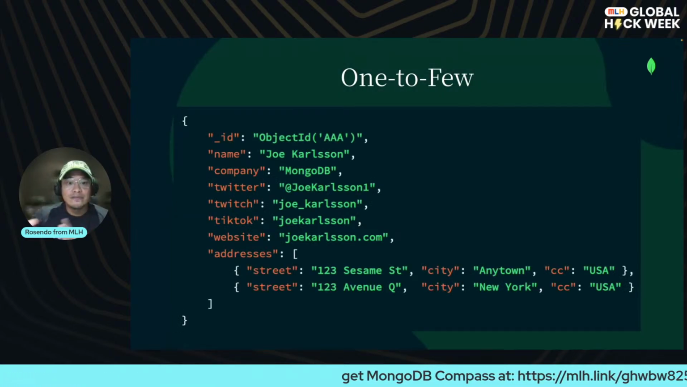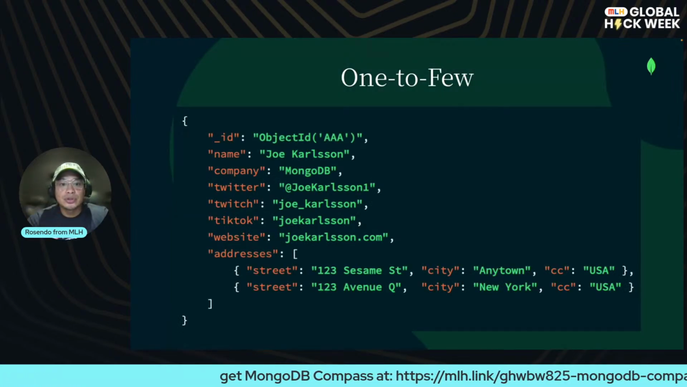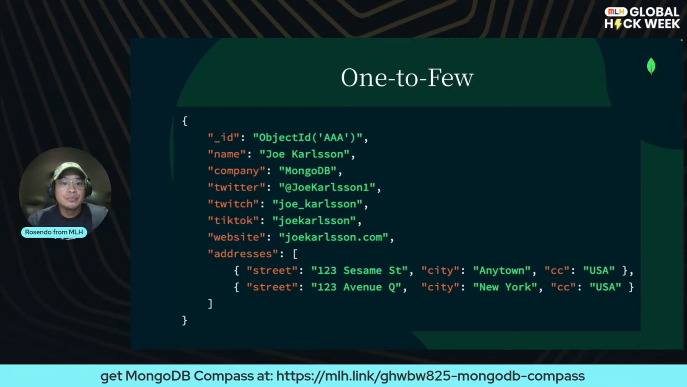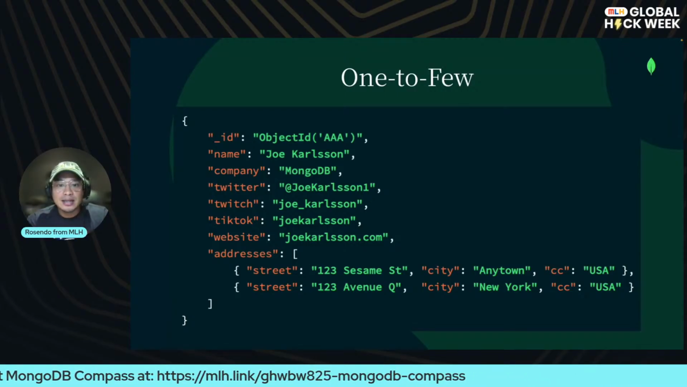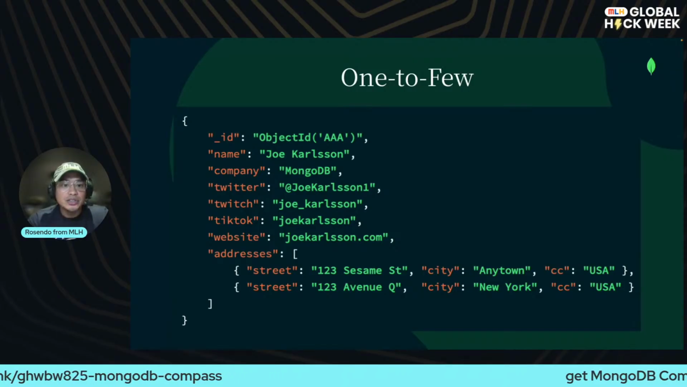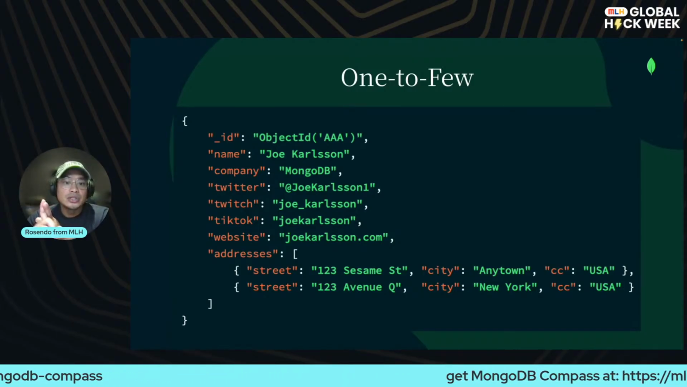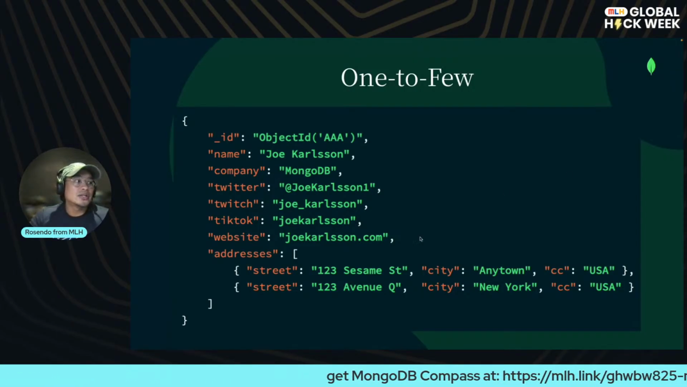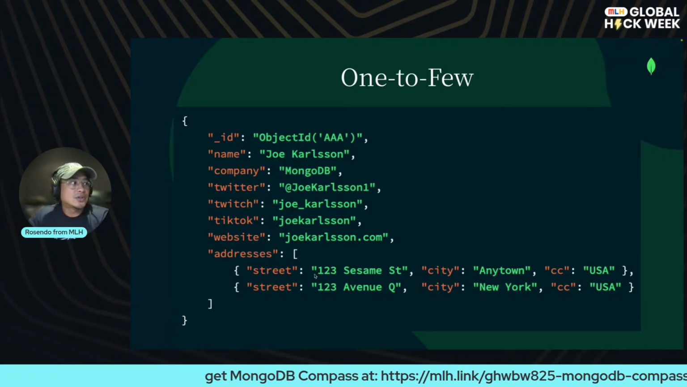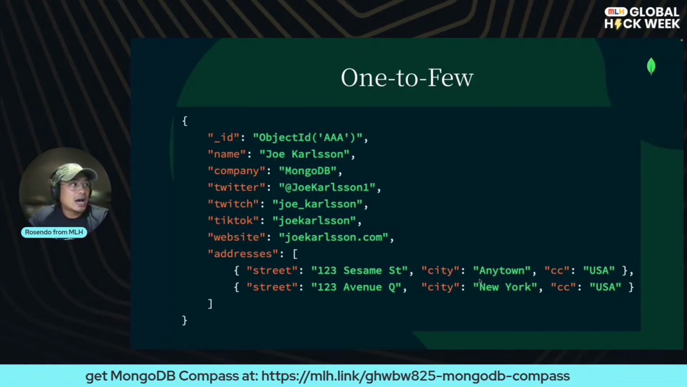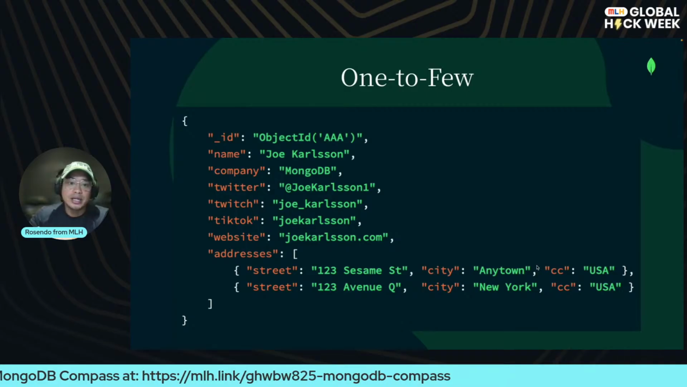The next is one to few. So let's say for each user, we need to store several addresses. Even if someone moves a ton, it's unlikely that they would have more than a couple of addresses, right? So these relationships are categorized as one to few. For one to few, embedding is preferred. As you can see here, the actual addresses are listed out inside of this nested object within the addresses array.